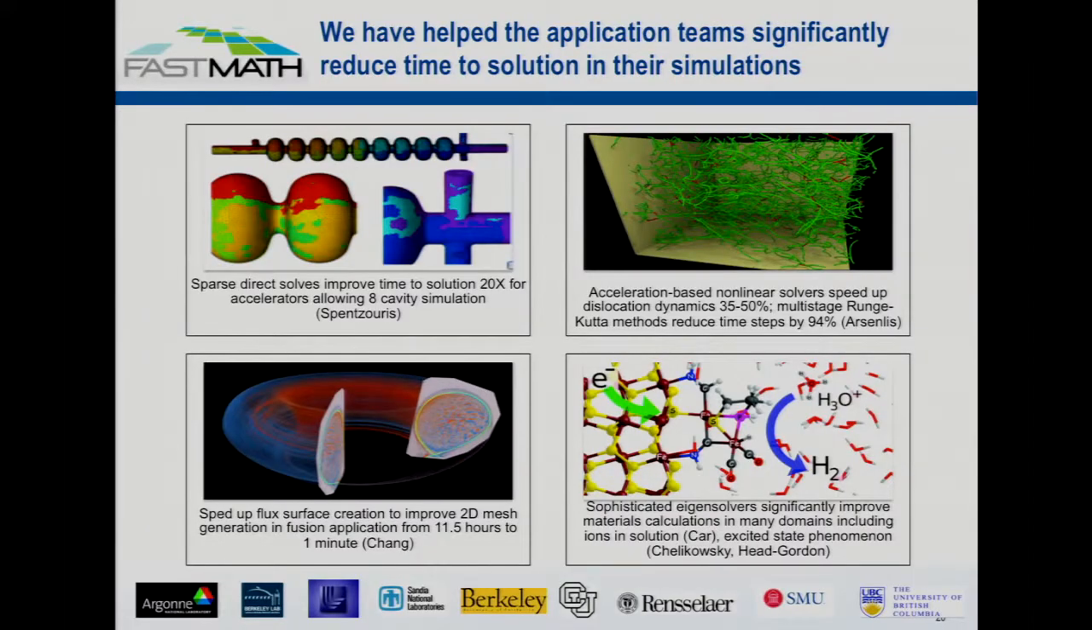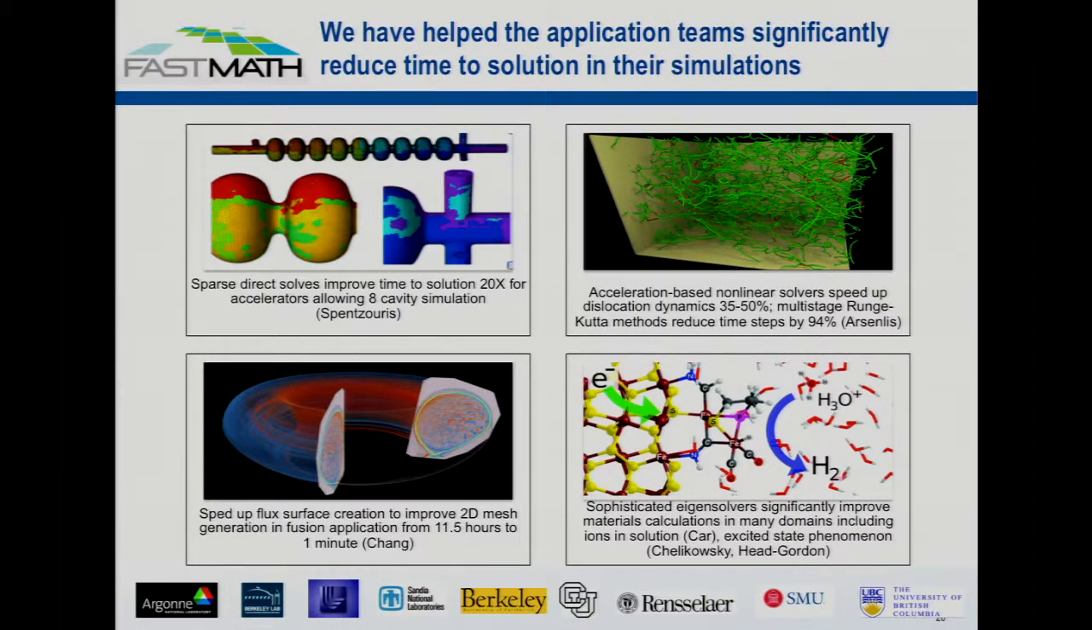So there are a number of different application areas that we have been able to impact with these solution techniques. So I just want to give a few examples. The first is accelerator modeling. So this is the SLAC system where you have an unstructured grid, and they've been using sparse direct solves in PDS-Lin, which is one of our software packages, to improve the time to solution that they are able to achieve by about a factor of 20.